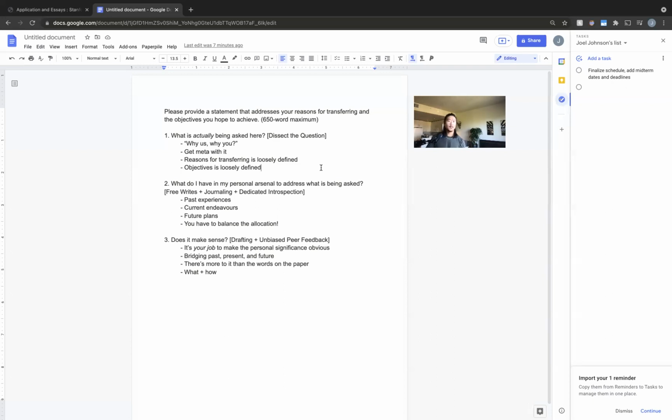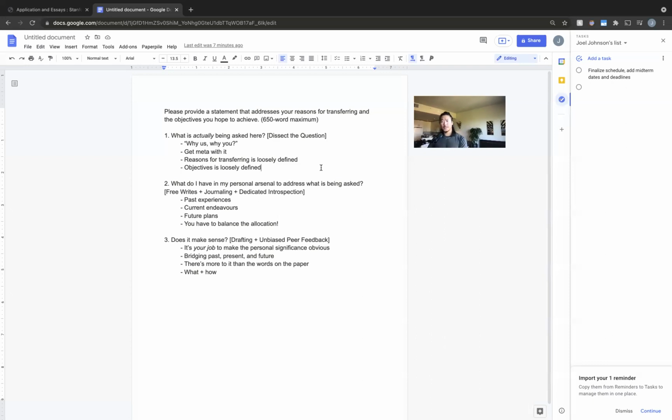So lastly, you've got to ask yourself, does it make sense? And this is when the multiple draft process is going to come into play. This is when you're going to be reaching out to people who are unbiased, ideally, and ask them, does this make sense? Because ultimately, it is your job as the applicant to make it abundantly clear to the admissions officer or to your reader why whatever you're including is important to you.